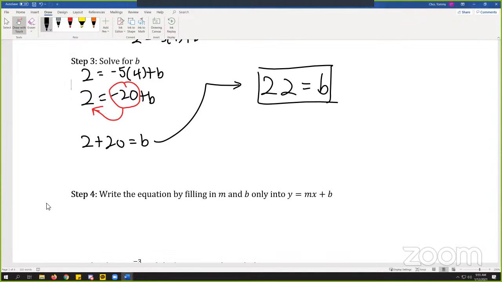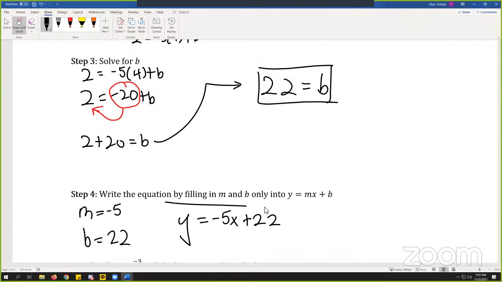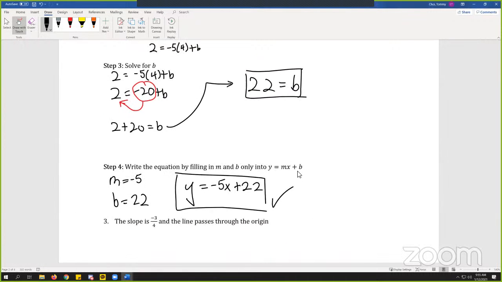And now we substitute it in. So we said m is equal to negative 5, b is equal to 22. So our final equation is y is equal to negative 5x plus 22. And there would be our final answer.